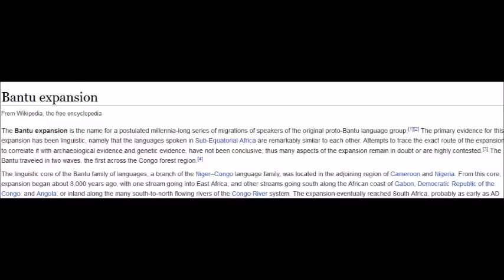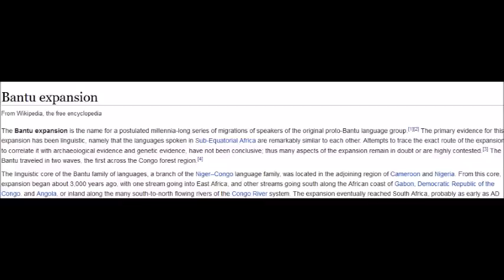All right, the Bantu expansion. It says the Bantu expansion is the name for a postulated millennia-long series of migrations of speakers of the original Proto-Bantu language group. The primary evidence for this expansion has been linguistic, namely that the languages spoken in sub-equatorial Africa are remarkably similar to each other. Attempts to trace the exact root of the expansion, to correlate it with archaeological evidence and genetic evidence have not been conclusive.